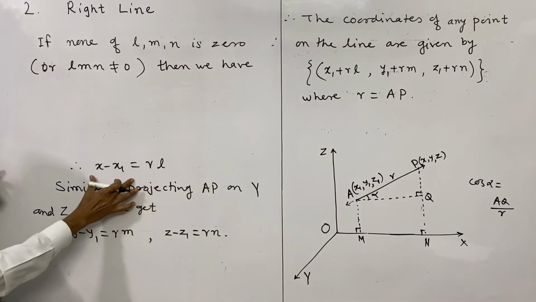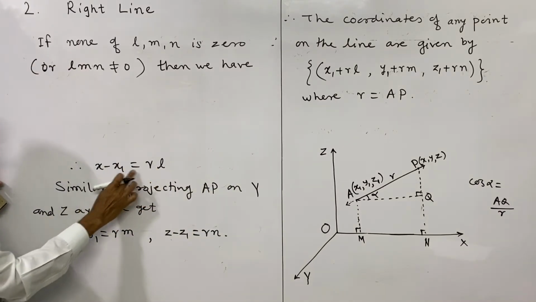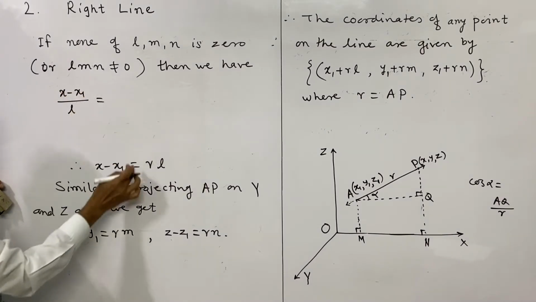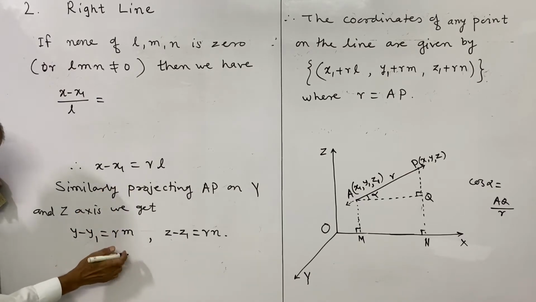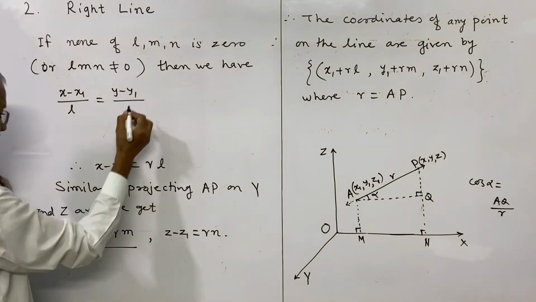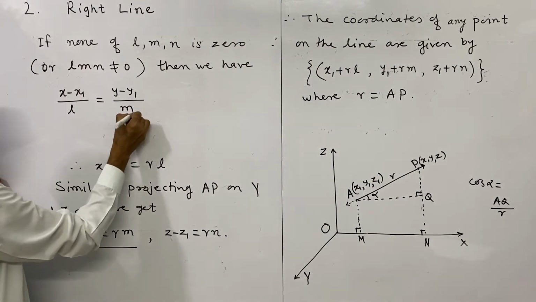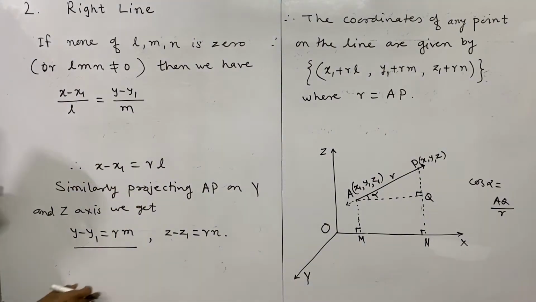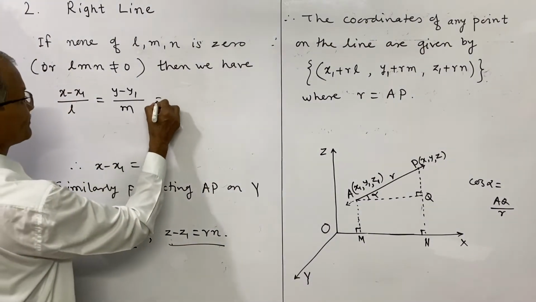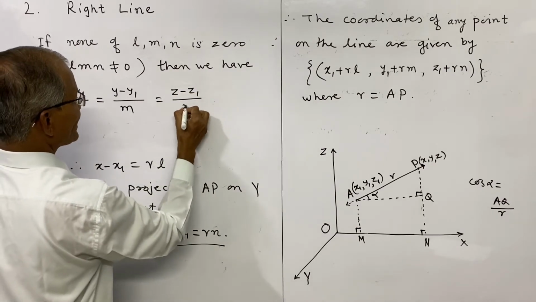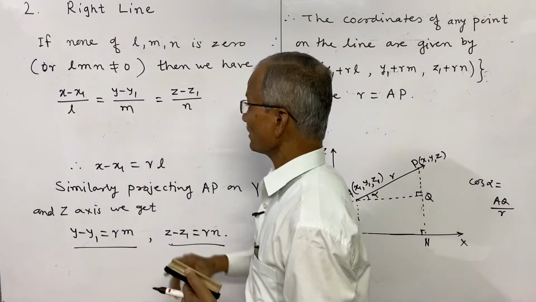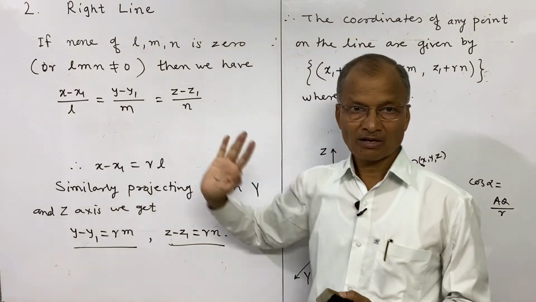Then we have, now you see from this relation, what is the value of r? x minus x1 divided by l. This is r from this equation. And what is the value of r from this relation? Shift this m on this side. That will be y minus y1 divided by m. Both give the value of r, therefore these are equal. And also r is given by this equation, and that is z minus z1 divided by n. So that's why we have written that none of these l, m, n is 0, because if any one of these is 0, then the quantity is not defined.